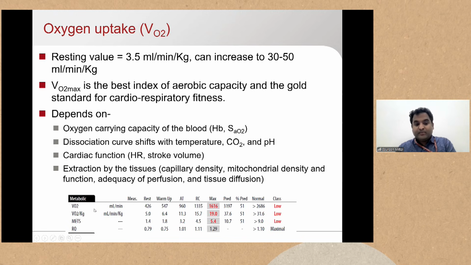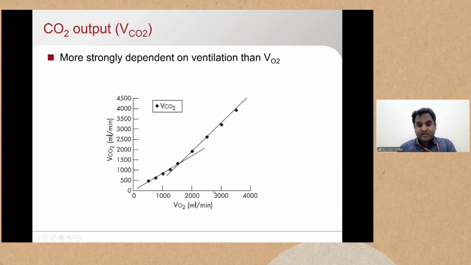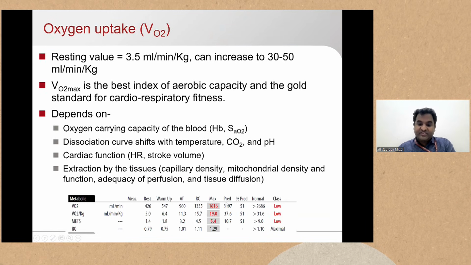When we look at the report, this is the parameter, the VO2, which is seen here. For VO2, we have some predicted values and we have certain values which are measured. You can see the red value 1116, that is the measured value of our patient.